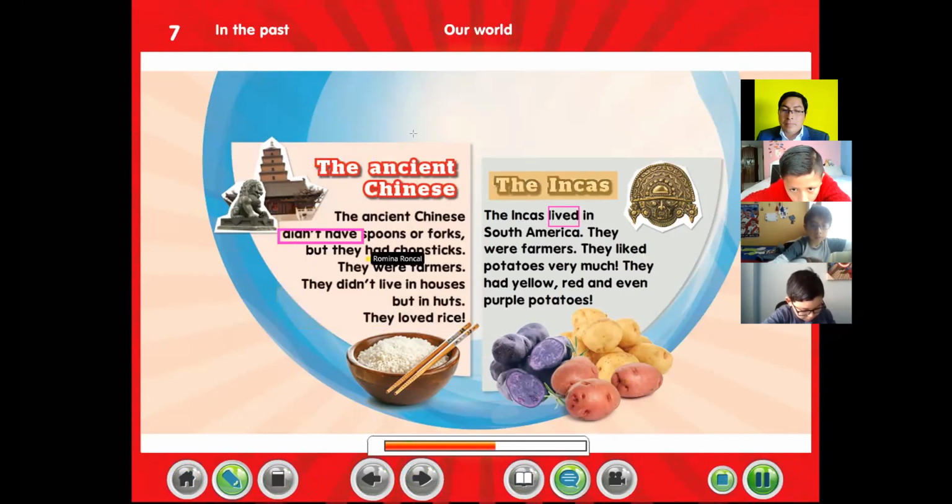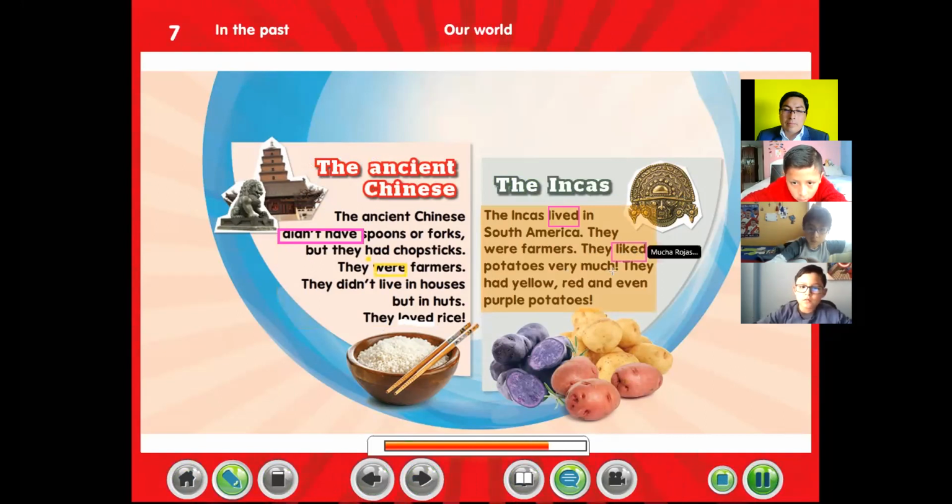The Incas. The Incas lived in South America. They were farmers. They liked potatoes very much. They had yellow, red, and even purple potatoes.